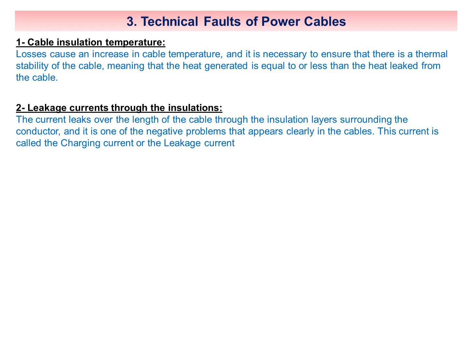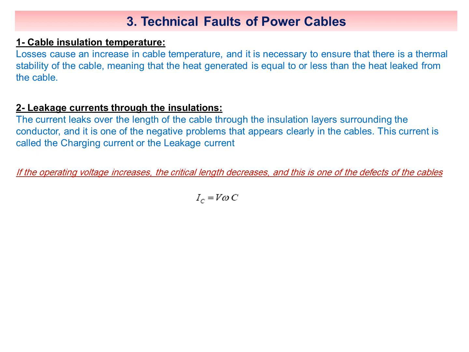So overhead lines are used to transfer electrical energy from generators and power plants. Now we have to know that if the operating voltage increases, the critical length decreases, and this is one of the defects of the cable. From this equation, we note that the charging current is proportional to voltage, frequency, and the cable capacity.